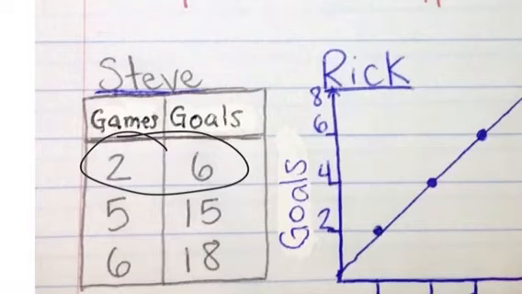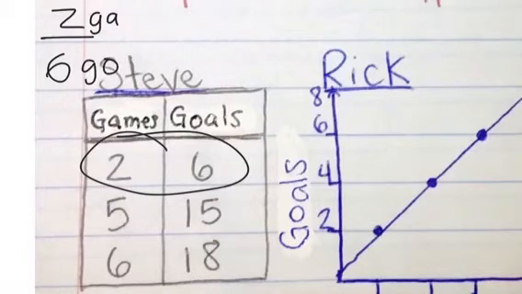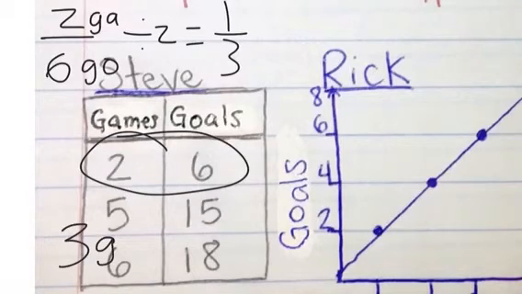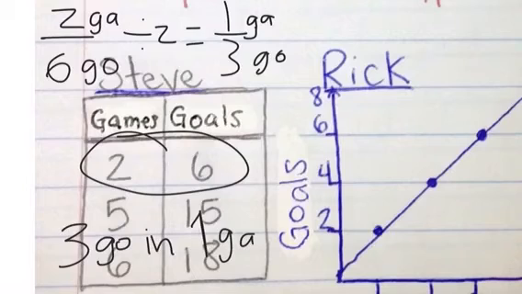Now if we wanted to simplify this ratio to find its value, we'd write 2 games over 6 goals. And then we know that we can simplify 2 over 6. If we divide them both by 2, we get 1 over 3. So we know that Steve scores 3 goals, since this is goals and this is games, 3 goals in 1 game. Okay, not too bad. It's pretty good average if you ask me.